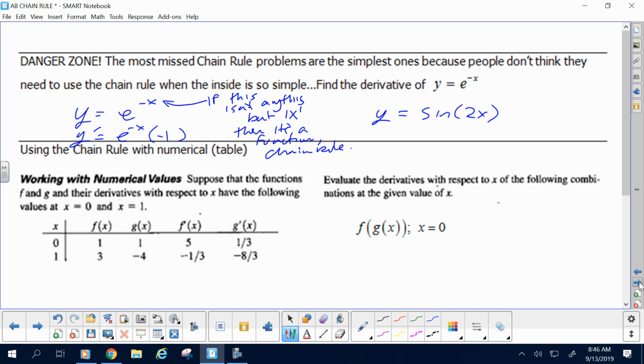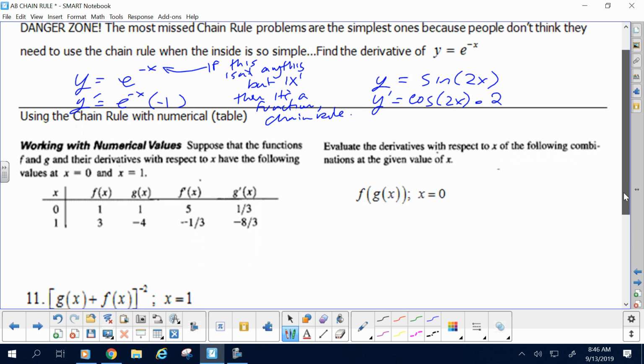Mr. Lowry, what's the derivative of sine? Cosine 2x times 2. Beautiful. Okay, the derivative of the outside is cosine with the inside the same, 2x, but then derivative of the inside, you pick up the 2. Cool. Let's talk about little variations on this.